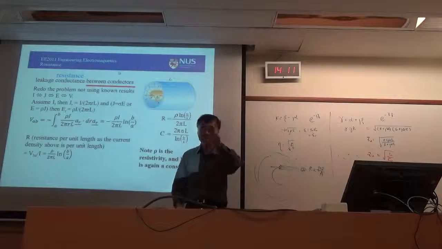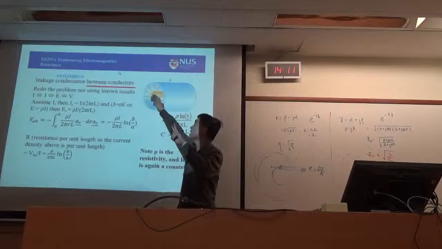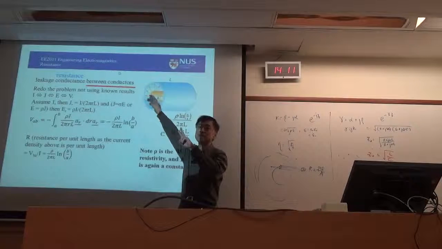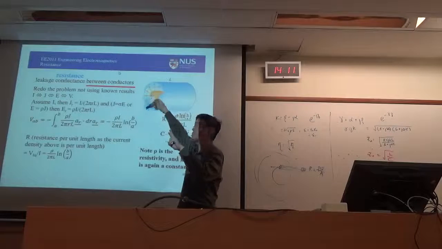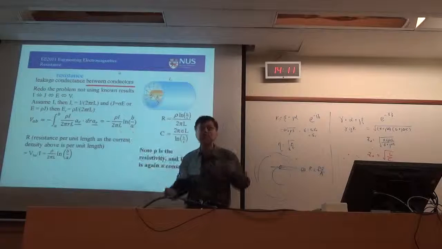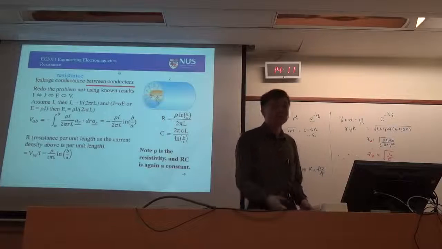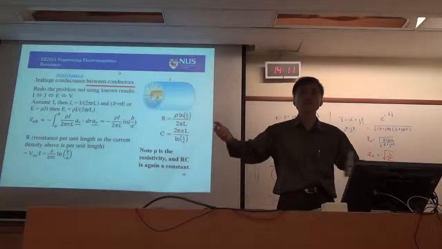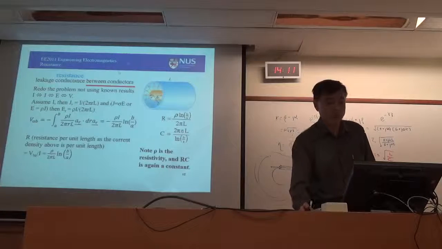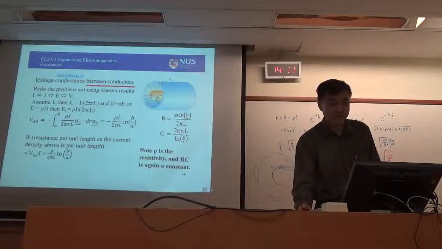So the two are different. The resistance of the current flowing in the conductor and the resistance of the conductor to the leakage current are different things, right? They can be 0 at the same time. So do not think that R equal to 0 means G equal to infinity. No, we are talking about two different things. Alright?